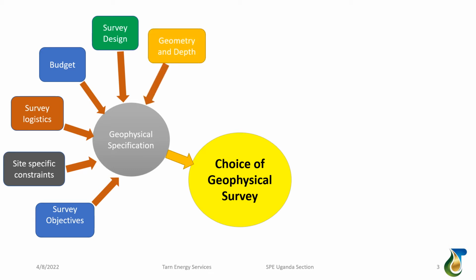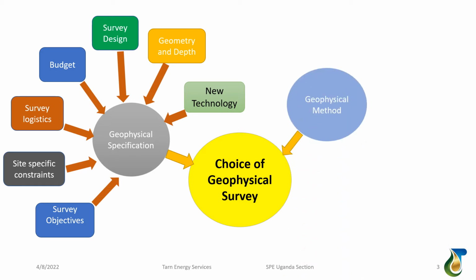The geometry and the depth. We have to look at what depth of investigation we are looking at, because that will influence which survey and which equipment we are going to use. More so if you are going to use the active geophysical survey methods, where the source has to have characteristics which can reach the target of interest. New technology has to be put into consideration.